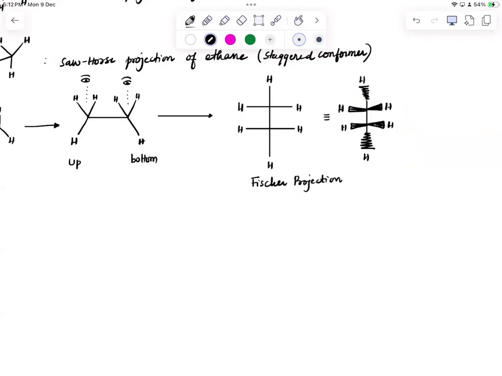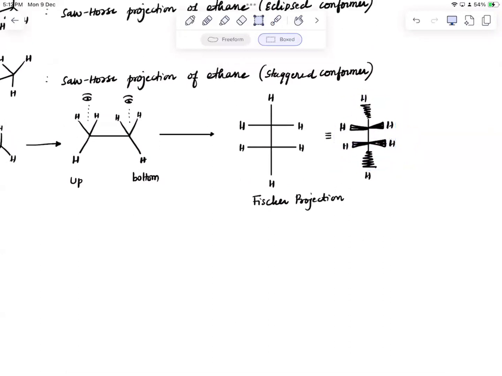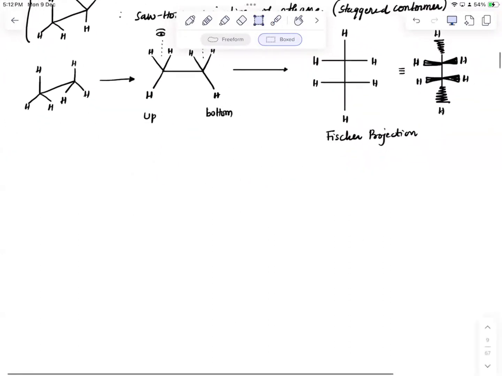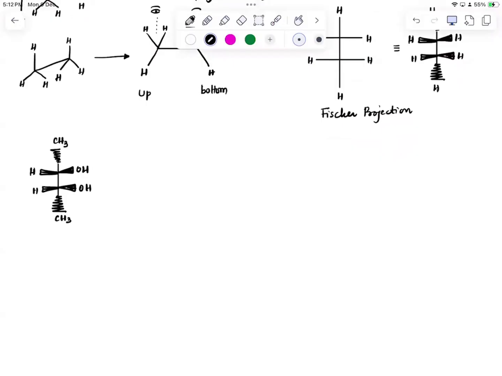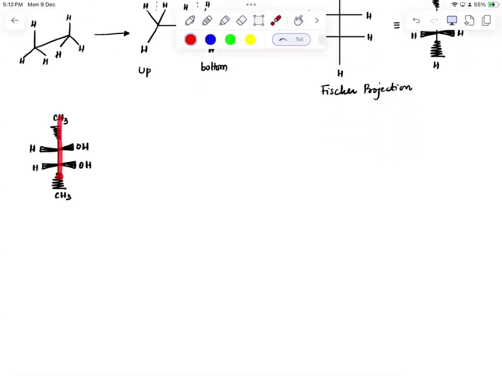Now, imagine I take this three-dimensional structure and make these vertical hydrogens methyl. Make these hydrogens methyl. And these horizontal hydrogens, let's say, some OH group here, like this. Correct? Then this is called the spine of the structure. And these are the wings or hands. You can see these are the hands. And this is the spine. The vertical line is the spine.